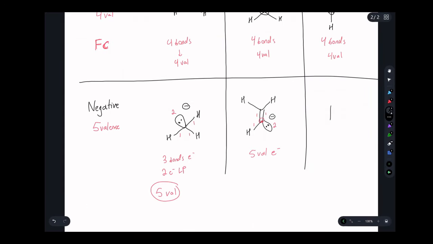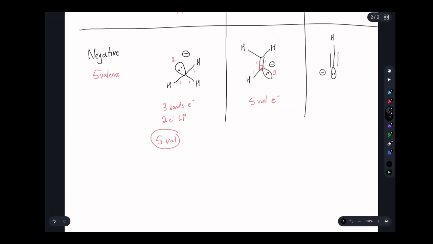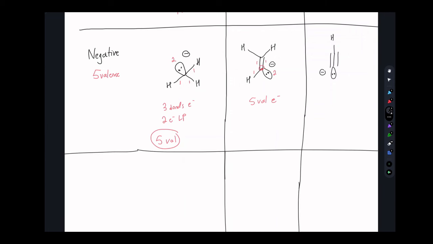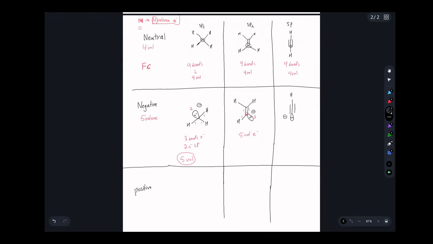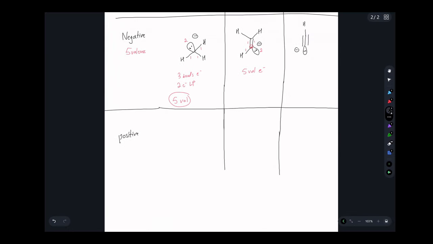And the same is true, of course, for the sp hybrid. Now there's no hydrogens there, and this is going to give a negative charge as well. So all that leaves us with is now the positive forms. Now, if carbon wants 4 valence electrons, in order to make it positive, we're going to have to remove one of those electrons. And that means that we're actually going to need 3.